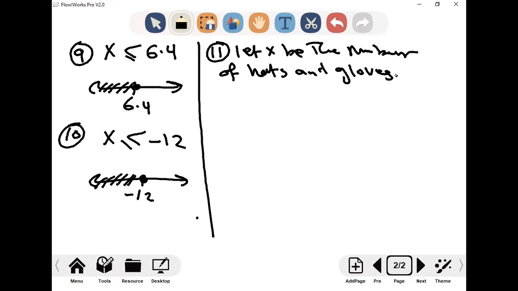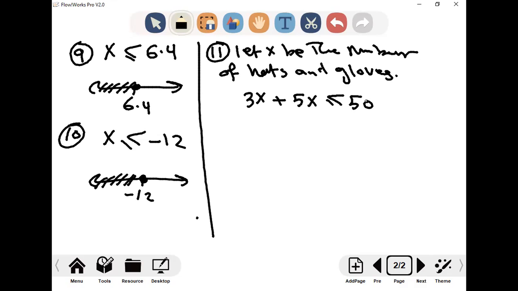If the price of each glove is $3, then the price of all the gloves, which is x, is 3 multiplied by x, so 3x for the gloves and 5x for the hats. And Onida has $50 to spend. So she can spend 50 or less, right? Now let's solve it to find x.